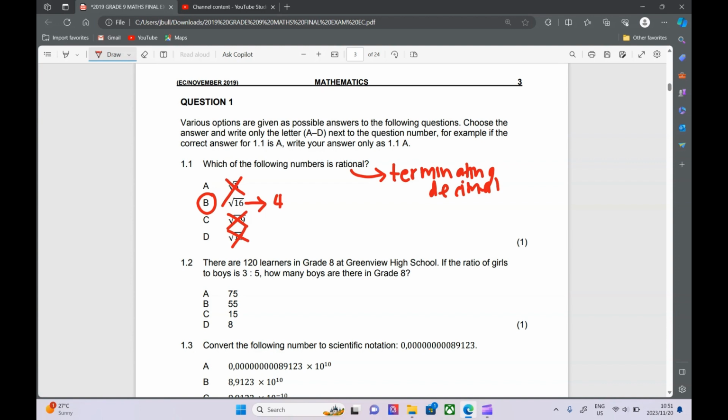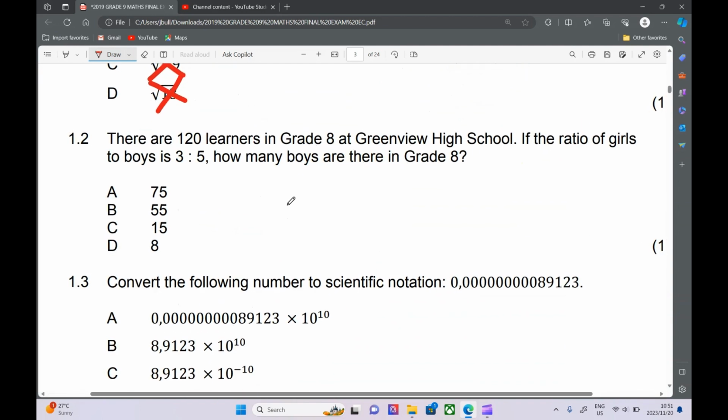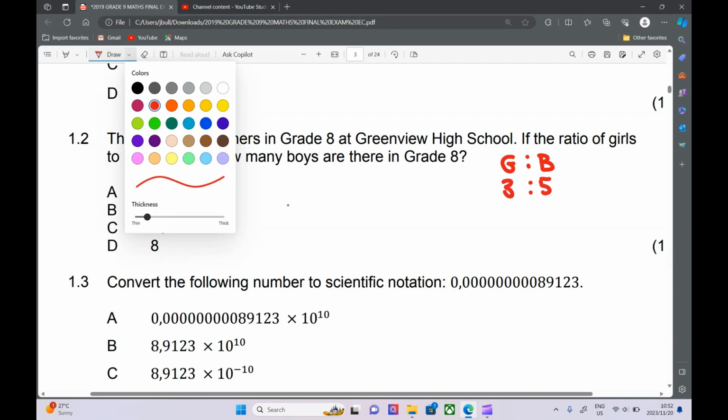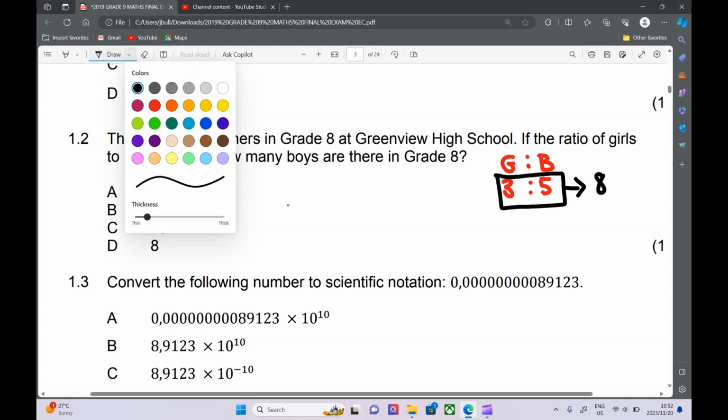If we look then at question 1.2, we've got a ratio question. There are 120 learners in grade 8 at Greenview High School. If the ratio of girls to boys is 3 to 5, how many boys are there? If we have a question like this, we have the total number and we want a part of it. Girls to boys, the ratio is 3 to 5. We want the actual number of girls and boys. So we work out the total of this. We add those together: 3 plus 5 is 8. And then I'm going to say 120 divided by 8.